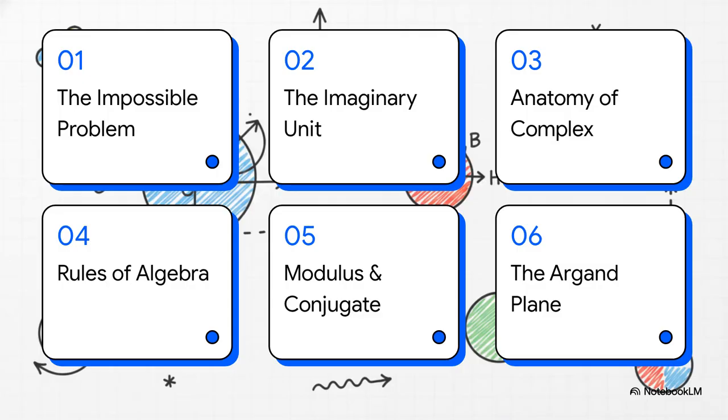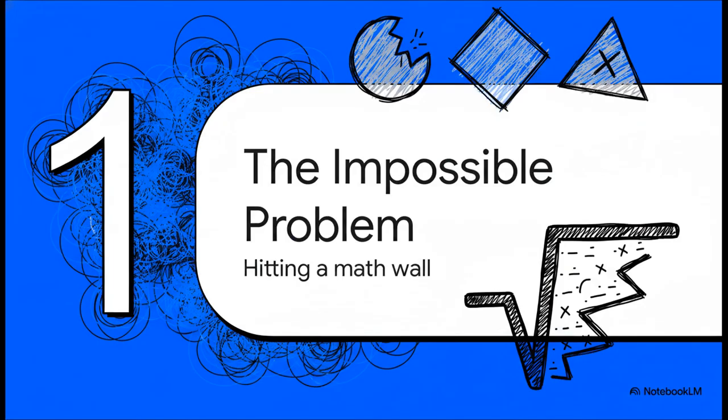Well, to figure that out, here's our roadmap for building this new mathematical universe from the ground up. We'll start with the impossible problem, meet the imaginary unit, look at the anatomy of complex numbers, cover the rules of algebra, learn about modulus and conjugate, and finally, map the Argand plane. Let's get to it. Starting with Section 1, the impossible problem, hitting a mathematical wall.